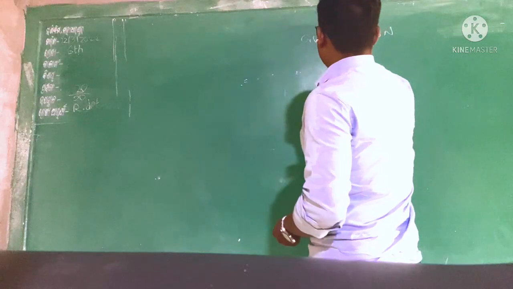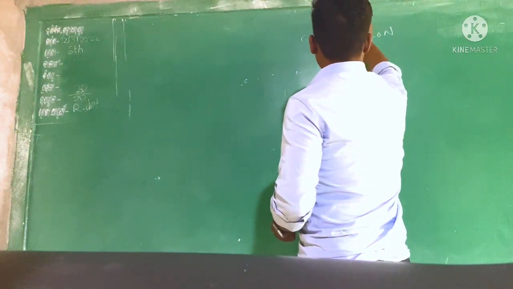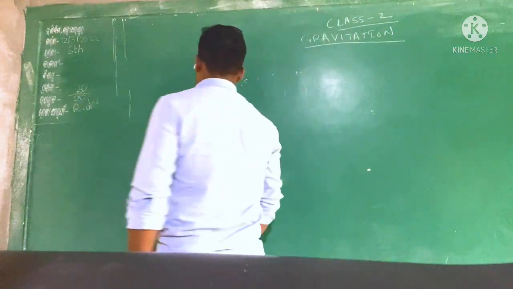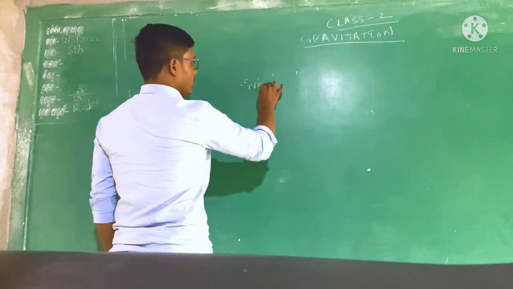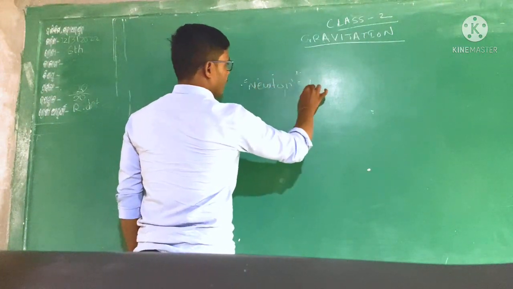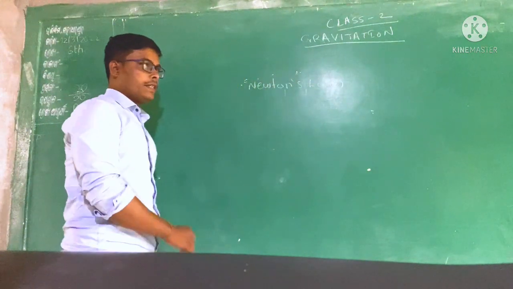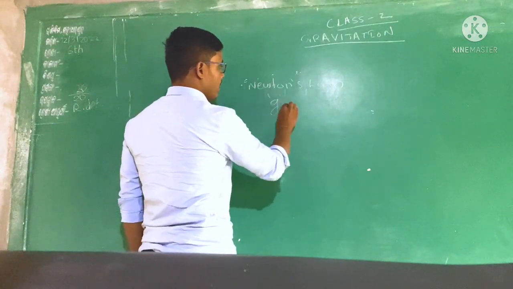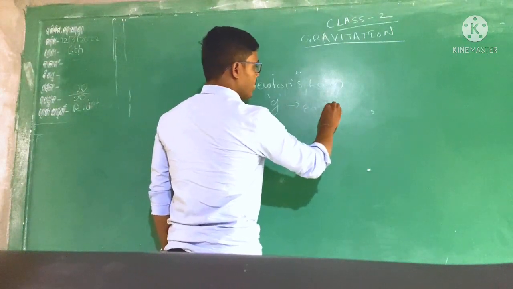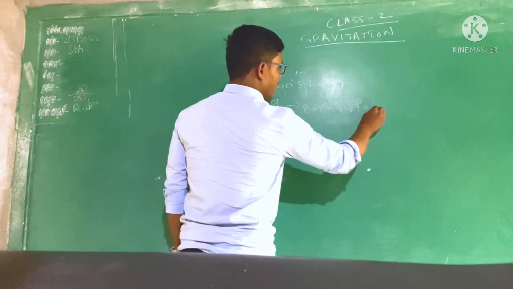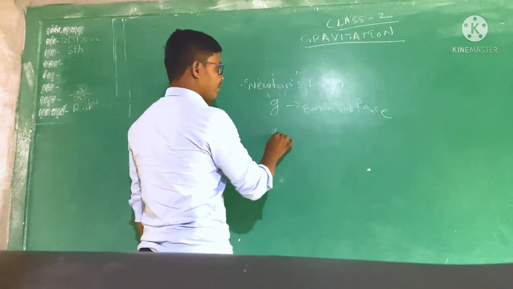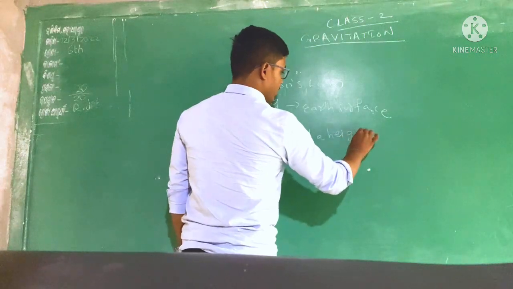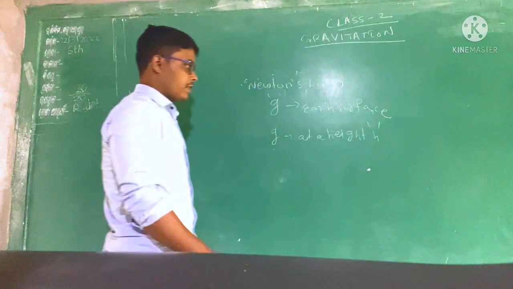So this is the second class. In the previous class we have already discussed Newton's law of gravitation between two massive objects, and then we discussed the acceleration due to gravity at the earth surface, and finally in the last we discussed the value of g at a height h. So we already discussed this.